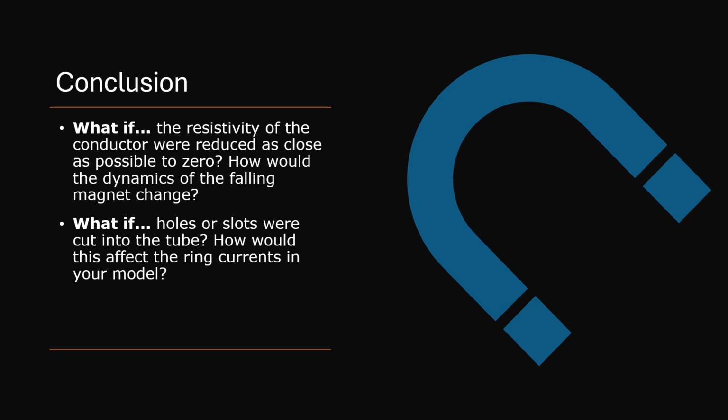Now, additionally, what if holes or slots were cut into the tube? How would this affect the ring currents in your model? By reshaping the tube and having holes or slots, that's essentially, in a simplified manner, lessening the amount of rings that are in our tube in our calculations. Therefore, the magnitude will decrease, and the magnitude of the magnetic field will decrease, and the magnet will fall faster.